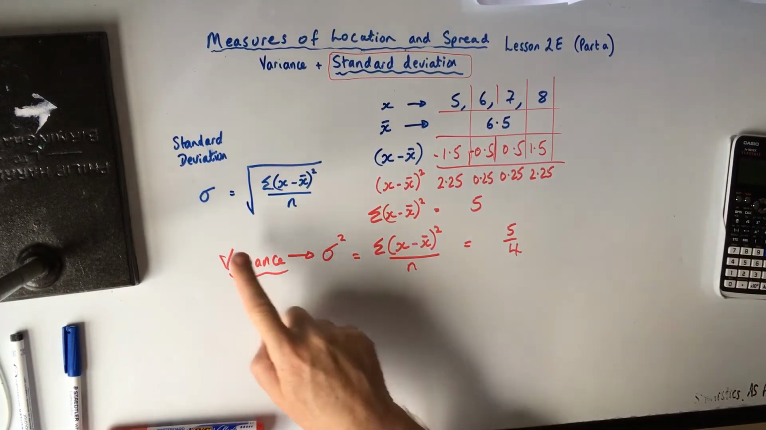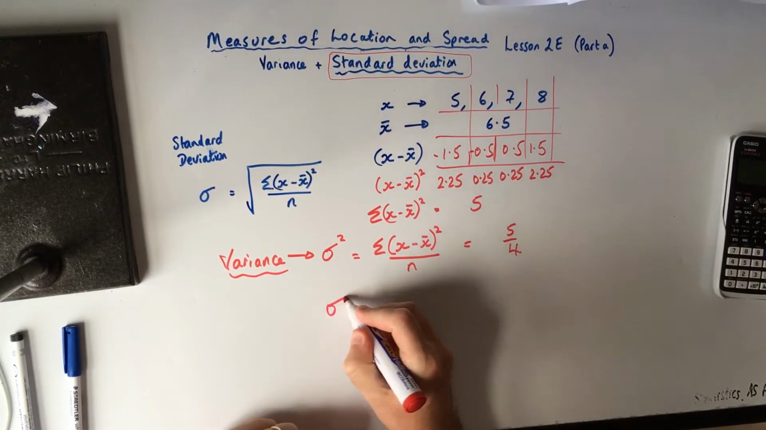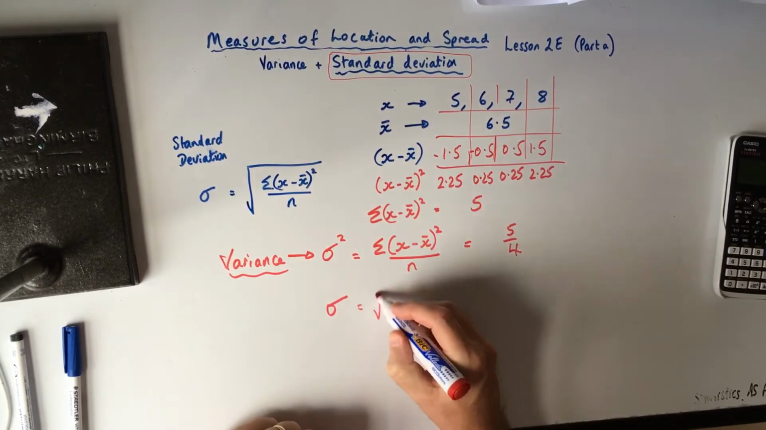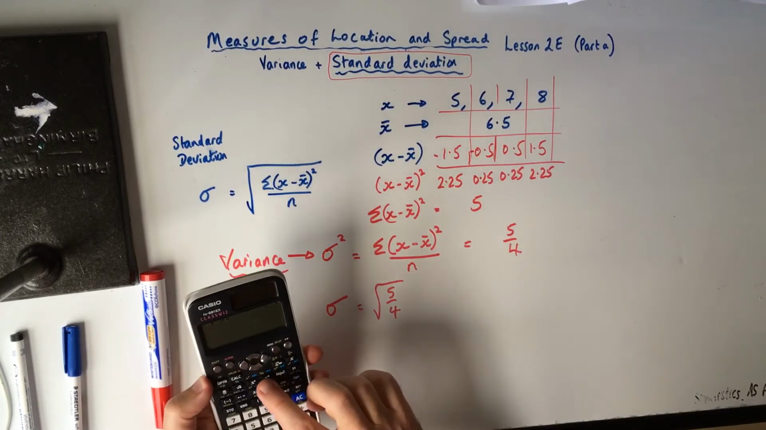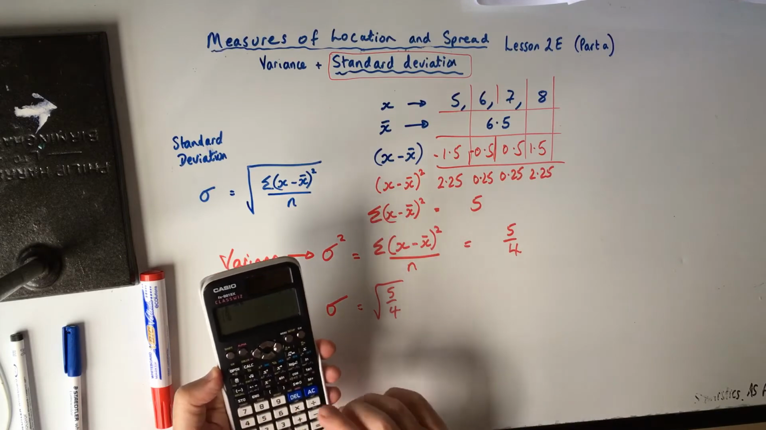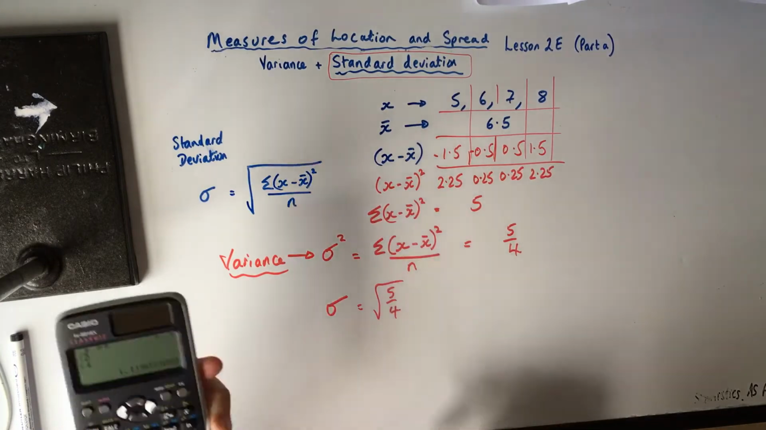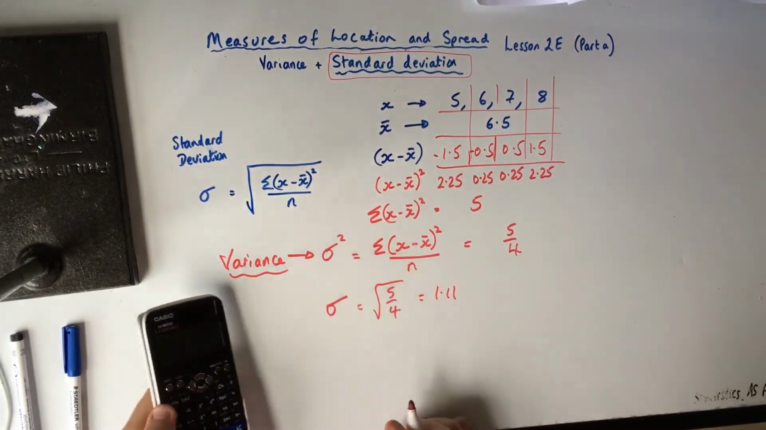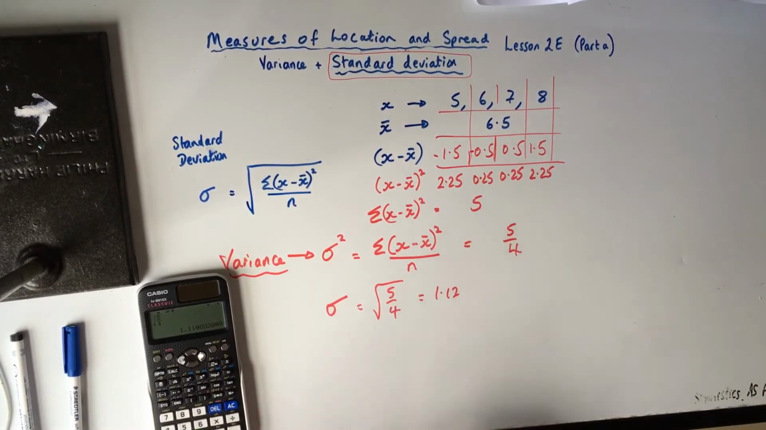But that's what the variance is. It's just the standard deviation squared. So 5 over 4 is that, and then the standard deviation is the square root of that, 5 over 4. If we square root that, the square root of 5 over 4 is equal to 1.118, so 1.12.